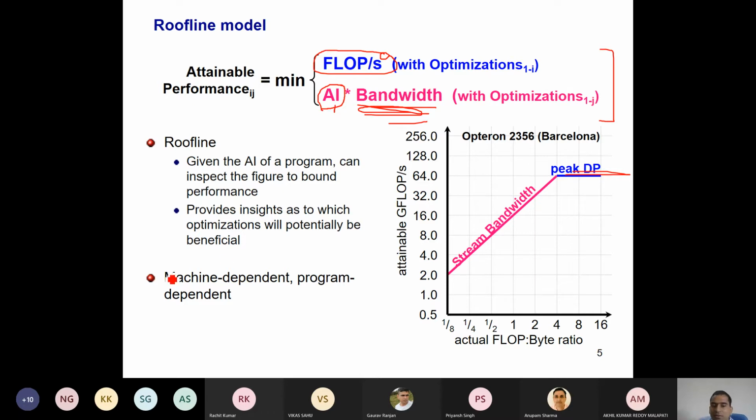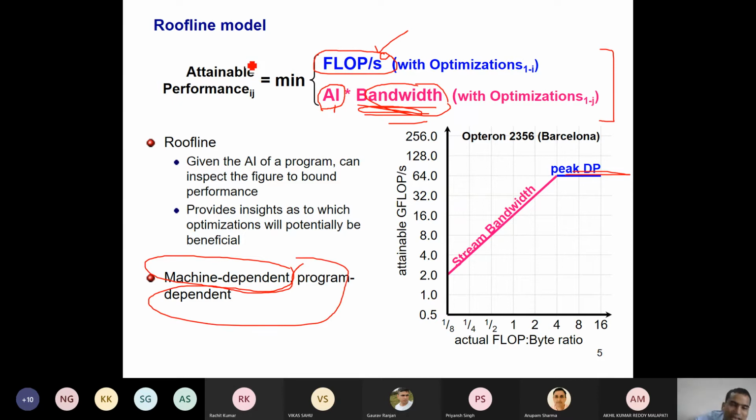Okay. So now you can see we have captured machine values. So flop per second depends on the system, right? I will give examples. And bandwidth also depends on your system. That means whatever memory you have, if you have GDDR, DDR, HBM, whichever memory you have, that will decide the bandwidth value. And AI is for the program. As you can see, of course, performance will depend both on the application and the system. That's what we have captured here.